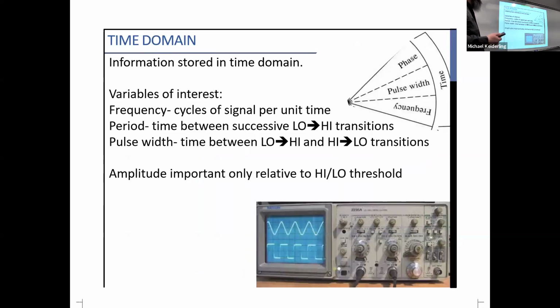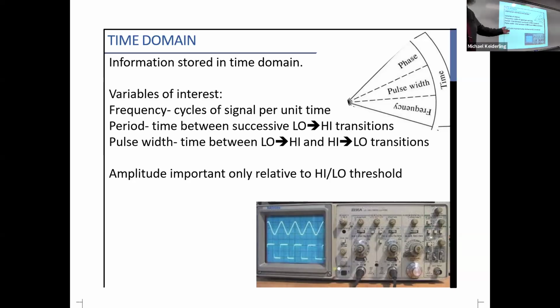Information can also be stored in the time domain. You can be interested in things about time. So the frequency is how often things are occurring, so cycles of signal per unit time. The period is the time between successive low and high transitions. And the pulse width is the time between low-high and high-low transitions. It's sort of a measure of what portion is up and what portion is down.